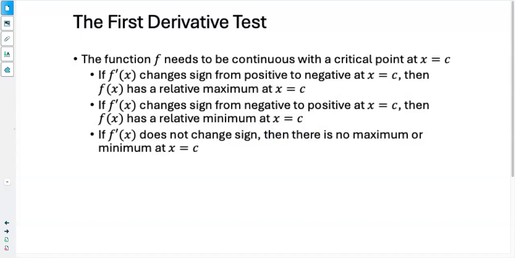So in other words, if we go from an increasing slope to a decreasing slope, we're going to have a relative maximum. If f prime of x changes sign from a negative to a positive at x equals c, then f of x has a relative minimum at x equals c. So in other words, if we are going from having a negative slope to a positive slope, we're going to have a relative minimum. Now, if f prime of x does not change sign, then there is no maximum or minimum at x equals c.